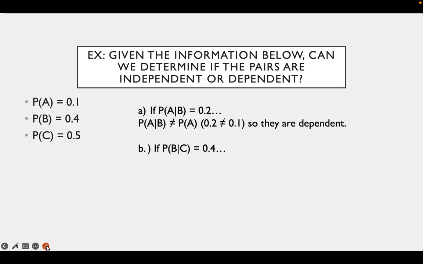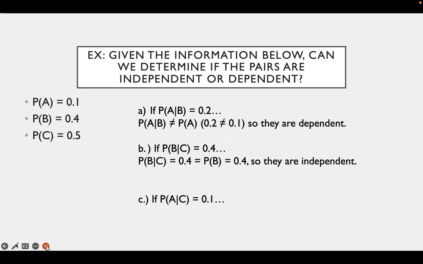What about B and C? So if we know the probability of B given C is 0.4 or 4/10, what does that tell us? Well, if we're looking at probability of B given C, we're going to compare that to just the probability of B. And as you can see, the probability of B given C and the probability of B are both 4/10. So since they are equal, B and C are independent.